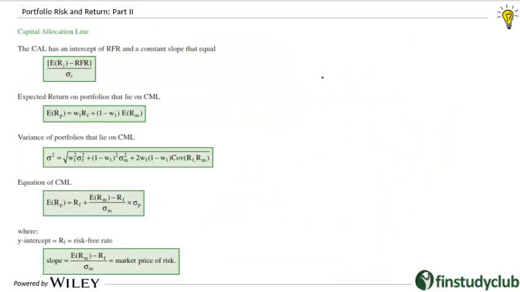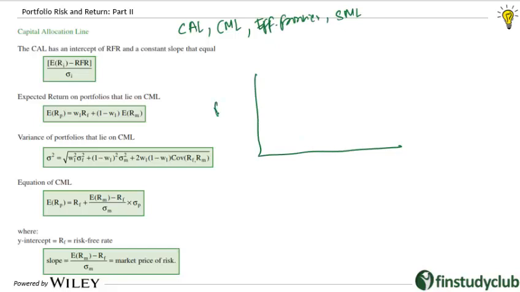Okay, so we come over to portfolio risk and return part 2. So few concepts that you need to be familiar with. One is capital allocation line, the other is capital market line. You need to know the efficient frontier and then the security market line. So here we have the axis, return on the y-axis, risk on the x-axis, and to begin with, my risk is measured by the sigma of return.